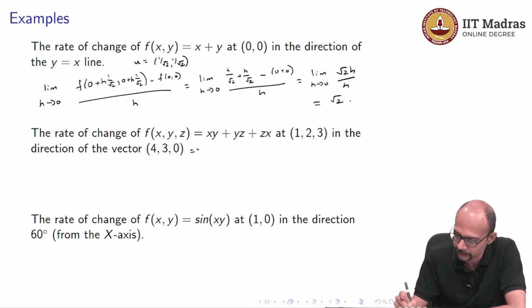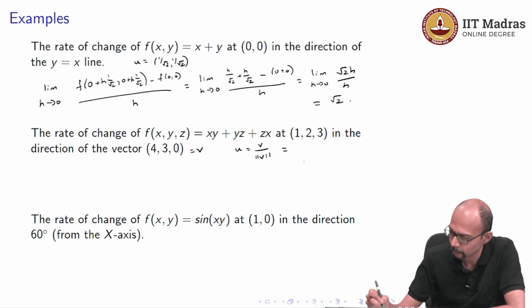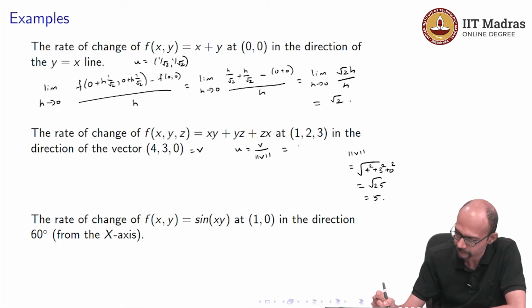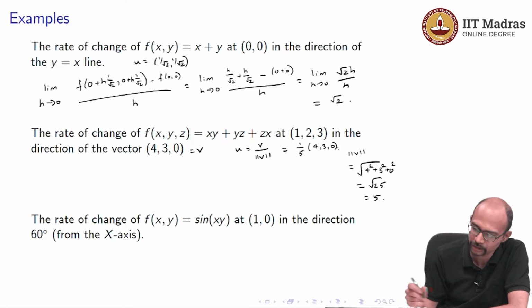If we call this vector v, as we know, the unit vector in the same direction is given by dividing by its norm, its length. So, we get (4, 3, 0) divided by the norm of v. Let us compute the norm of v. Norm of v is the square root of 4 squared plus 3 squared plus 0 squared. Very conveniently, this is 16 plus 9, which is 25. So, root of 25, which is 5. So, this is 1 by 5 times (4, 3, 0). This is the unit vector u.